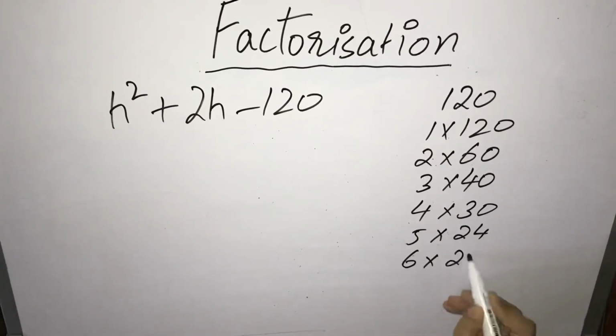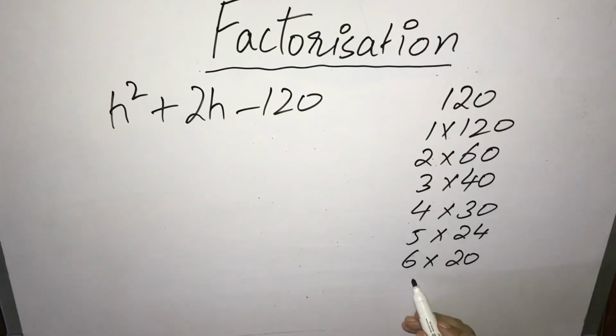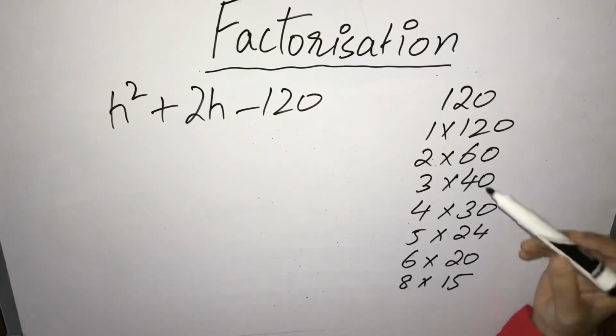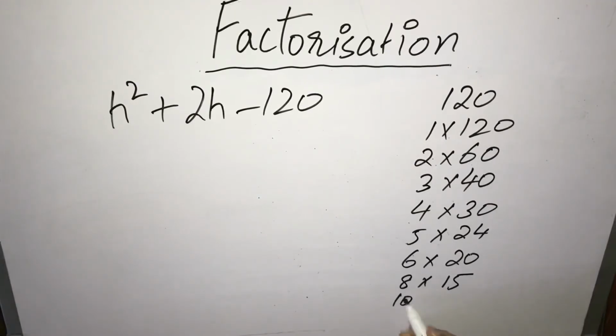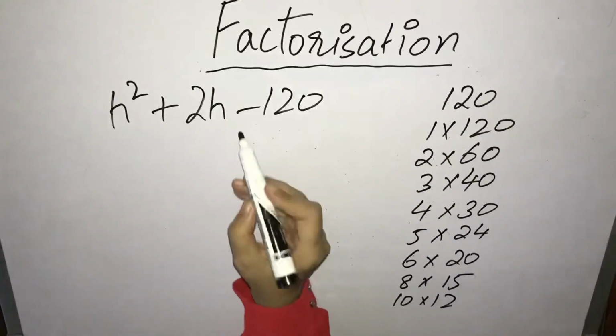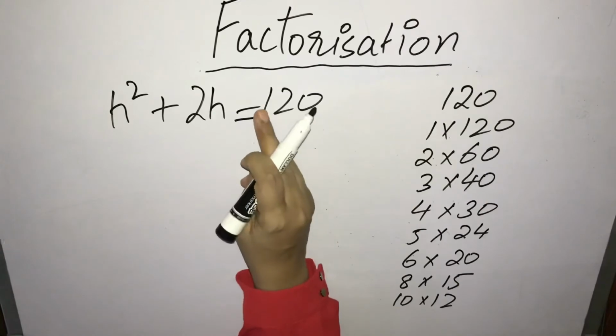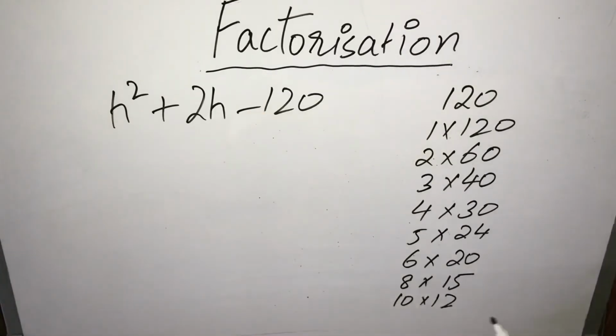6 into 20, 6 2s are 12. 7 no. 8 into 15, 8 1s are 8, 8 5s are 40, 15 8s are 120. You can see as we are increasing the number, from that side the number is decreasing, and finally this difference will be finished. 10 into 12. This is the last factor. You have to subtract the factors to get 2. I think this is the only option in which we can subtract the factors.